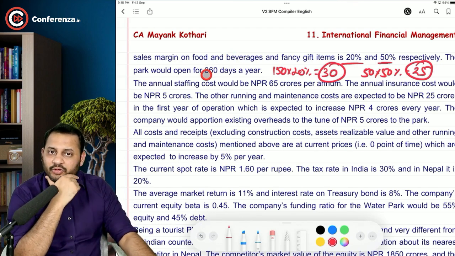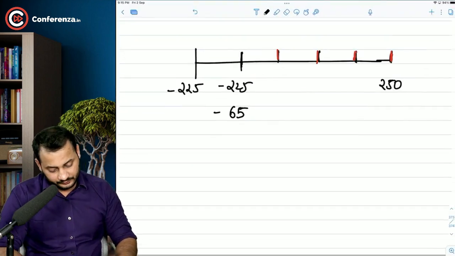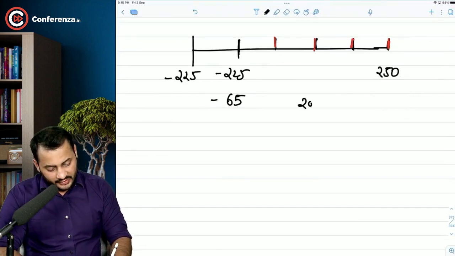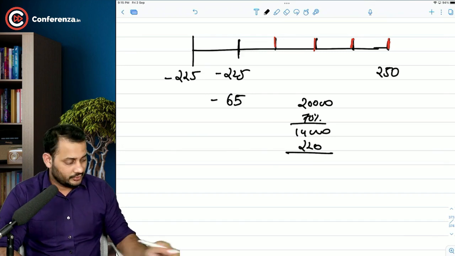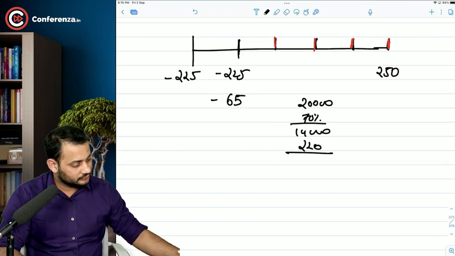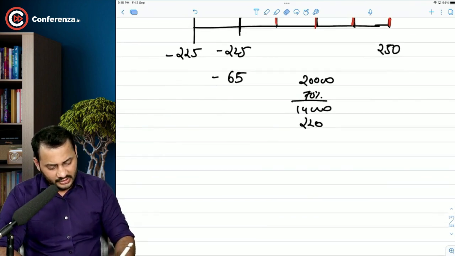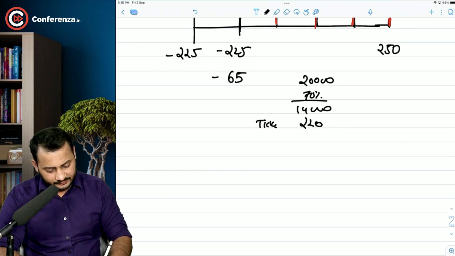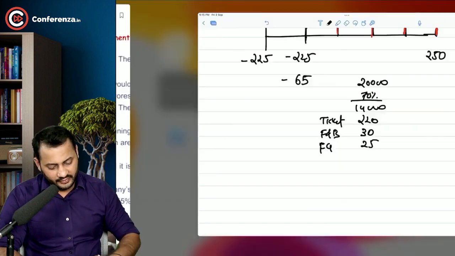The park would be open for 360 days in a year. Annual staffing cost would be in Nepali rupee 65 crore. See, I think I should write it down. 20,000 is your capacity, out of which 70% will be occupied throughout the year, and 220 is the price. So if we go by this, it was something like 30 lakh 80,000. But let's see what else is there. So 220 is the ticket price, and food and beverages will give us a profit of 30 rupees. Fancy gift items will give us a profit of 25 rupees.